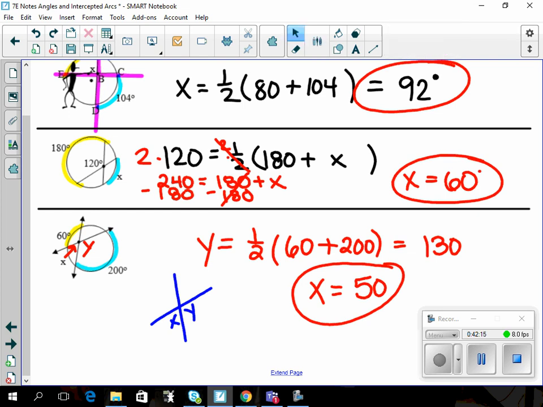Okay? All right, so let me pass some problems out for us to look at and try on our own. The first thing I want you to do is make a decision where the angle is, the vertex. Is it on the circle, outside the circle, inside the circle, or on the center?